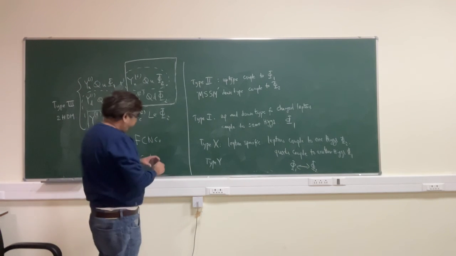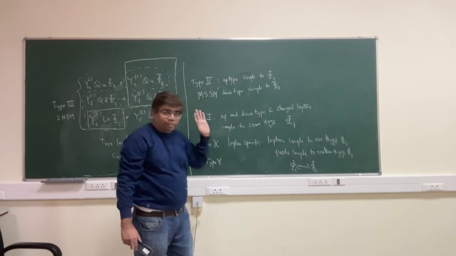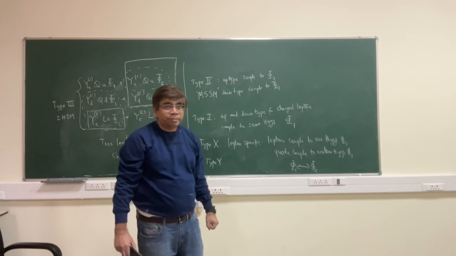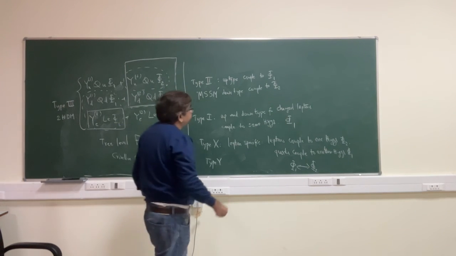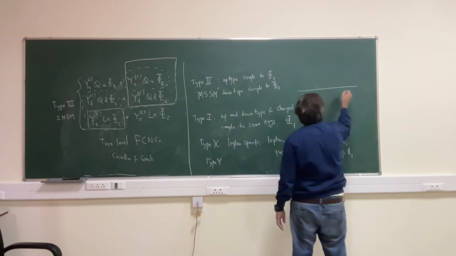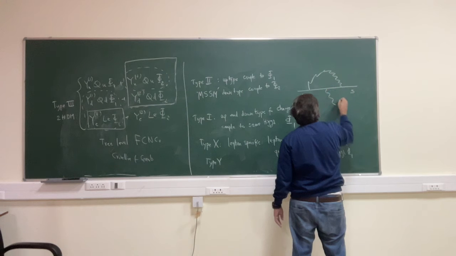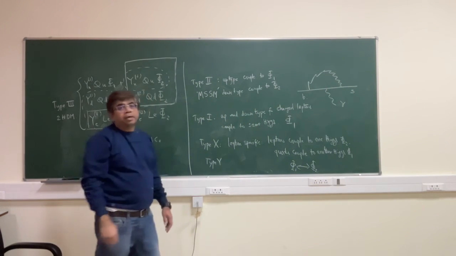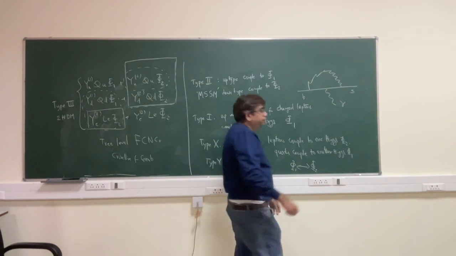Now, what is the problem with this model still? You can escape tree level constraints, but loop level constraints are also complicated. So one of the biggest problems is B to S gamma. Actually there is a limit derived by Misiak and company.